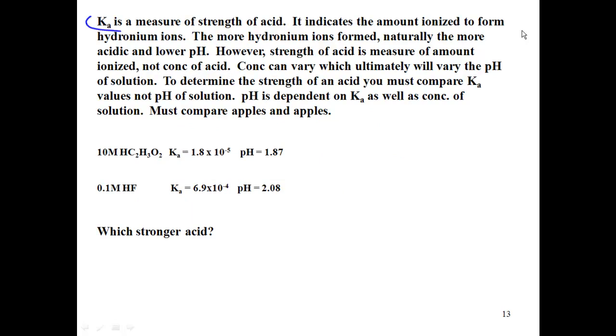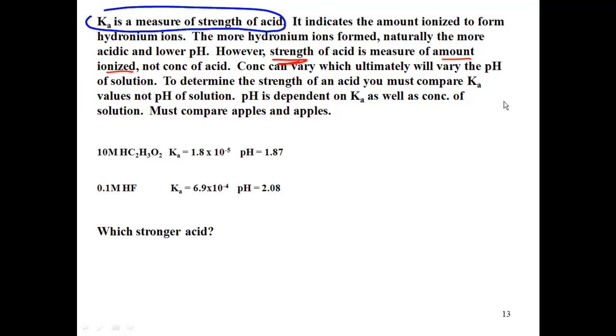Ka is the measure of the strength of an acid. It indicates the amount ionized to form hydronium ions. The more hydronium ions form, naturally the more acidic and the lower the pH. However, when we're dealing with the strength of an acid, the term strength is basically the measurement of the amount ionized. It has nothing to do with the concentration of the acid or the pH of the solution. When we talk about strength of an acid, it's based on the measure of the amount ionized.